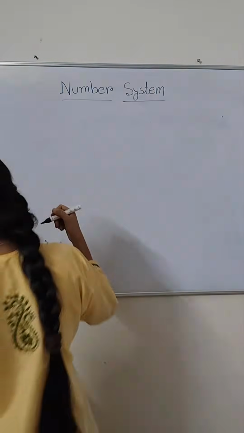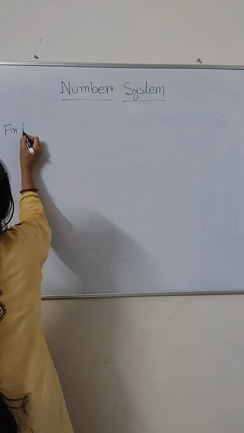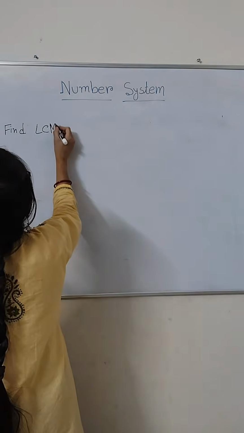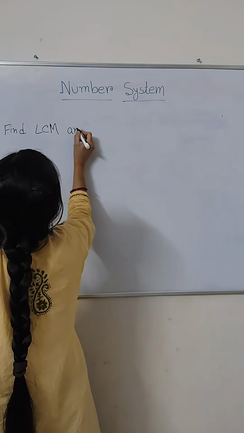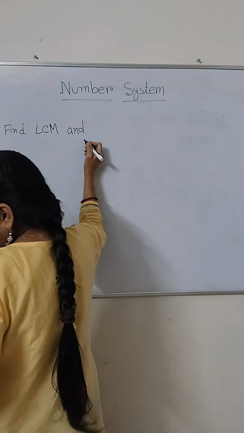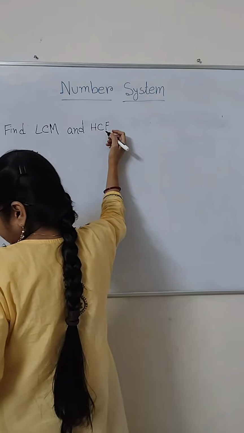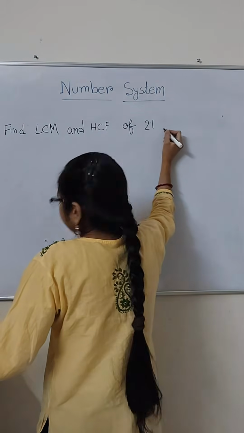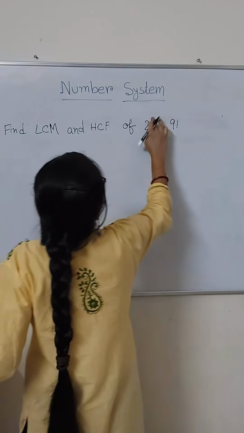Next one. Find LCM and HCF of 21, 26 and 91. In the number system, different types of math can come, so I try to cover a little bit of each.